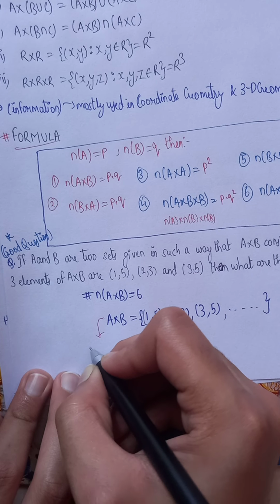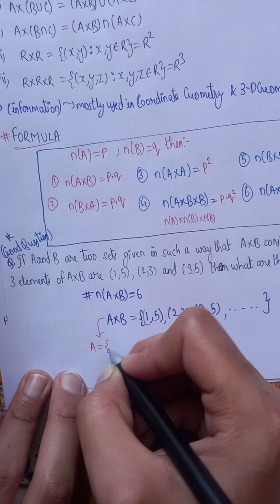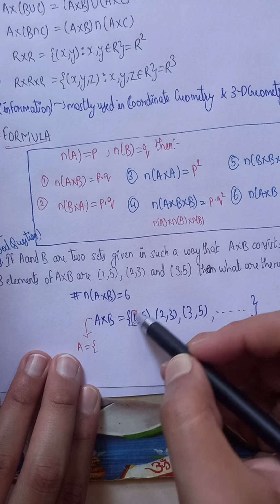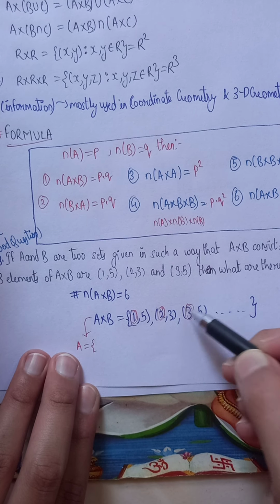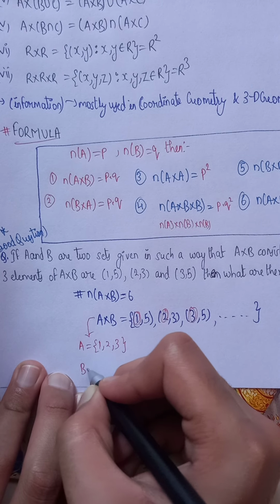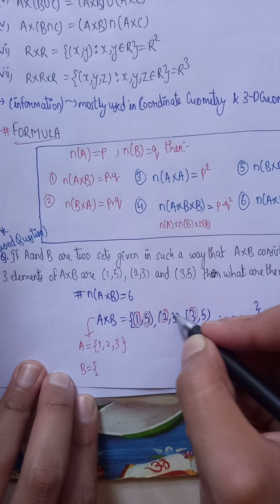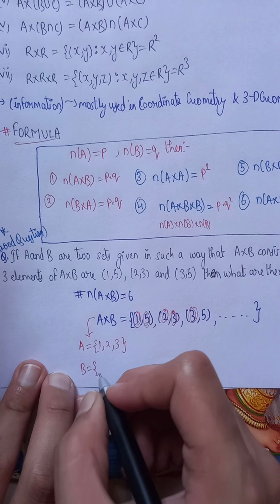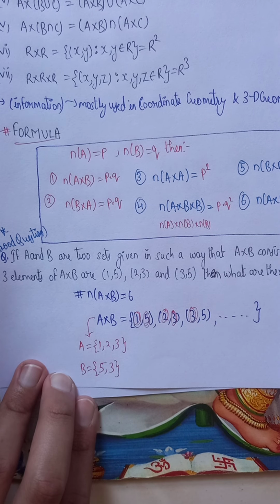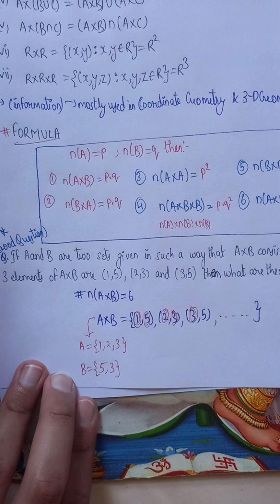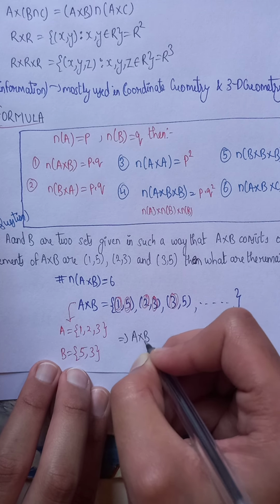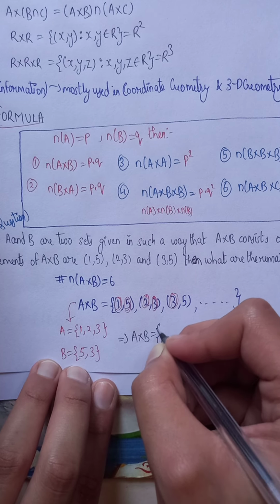Now, according to set A, let's write the values of set A: 1, 2, 3. What about set B? 5, 3. 5 is repeated, so 5 comma 3. These are the elements. Since we know these 3 elements, now let's start writing A cross B.